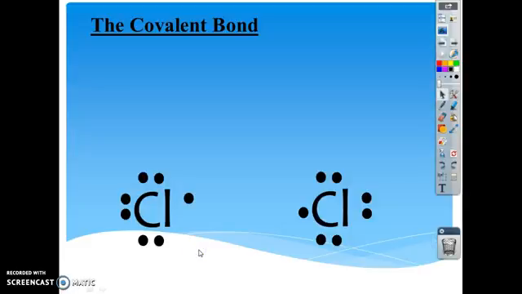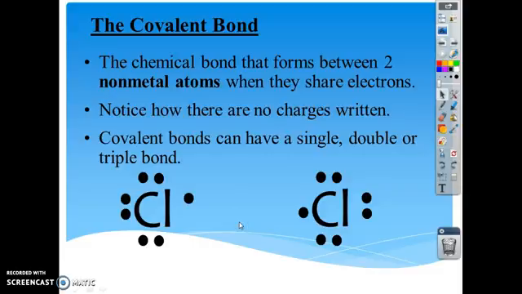Lastly, the covalent bond. The way I figure this one out is by drawing these Lewis dot structures. Remember those? Chlorine's in group 17, so he'll have 7 valence electrons. We put 1 on each side and then double up, and they end up with 1 freebie each. Guess how many bonds they're going to make? Just 1. So the chemical bond that forms between 2 nonmetal atoms is always covalent, and there are no charges.